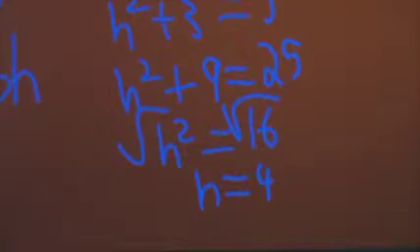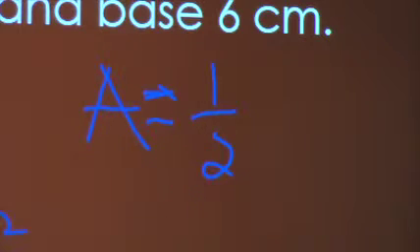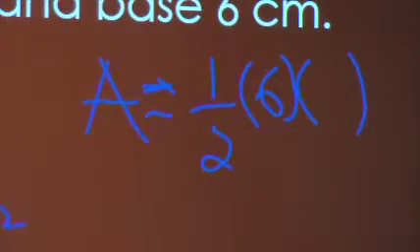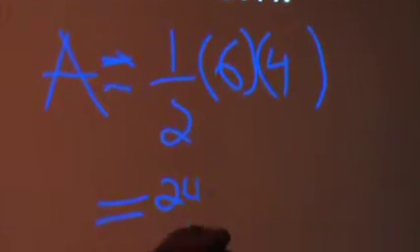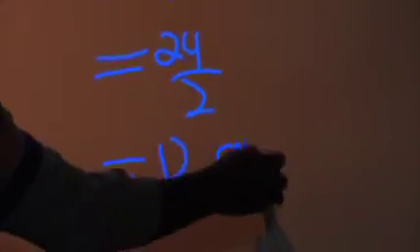So now that we know that h is 4, let's plug into the formula for area of a triangle. So I have A equals 1/2. The base here is 6 centimeters, times the height, which we just calculated to be 4. So what we have is 6 times 4 is 24, divided by 2. And so that's going to be 12 centimeters squared.